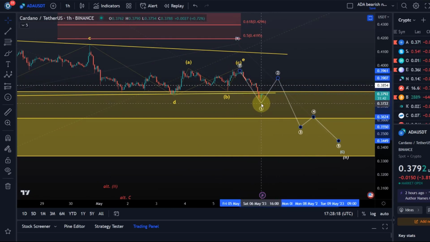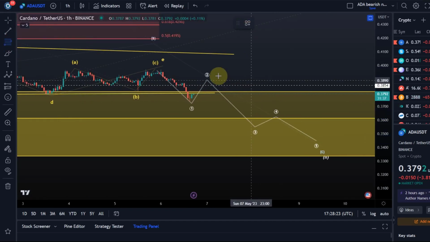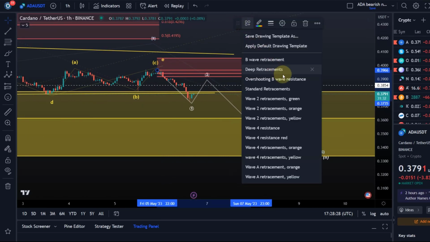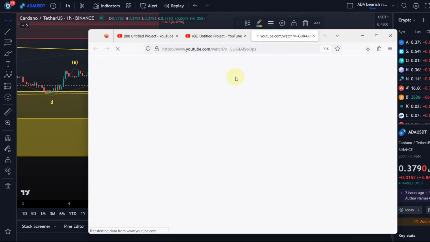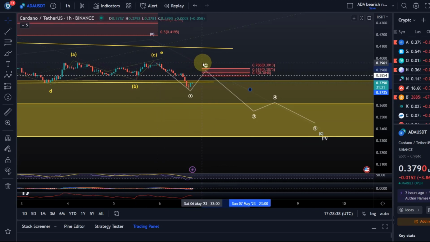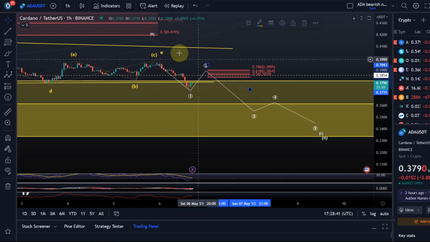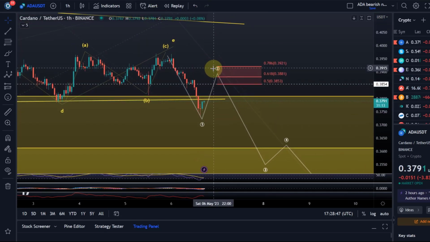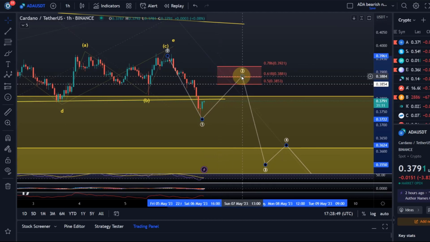It could be, but then I would like to see a little bit of a deeper retracement here in a wave 2. Let me add the wave 2 resistance onto the chart. Typically what we would expect in this wave 2 is price to head into the region between the 50% retracement and the 78.6 retracement. So we're talking here about the area between 38.5 and 39.2 cents.